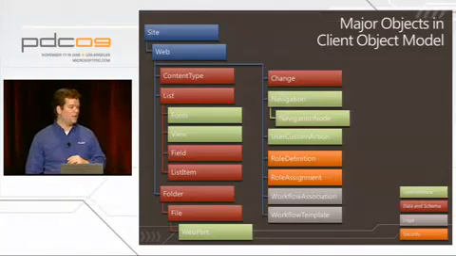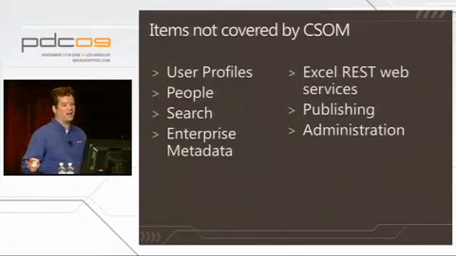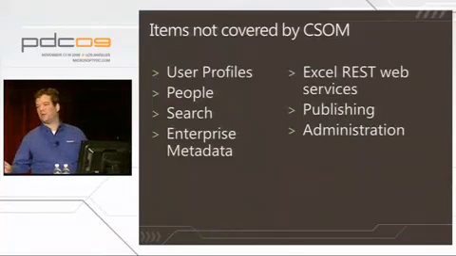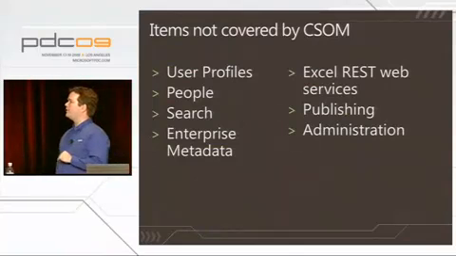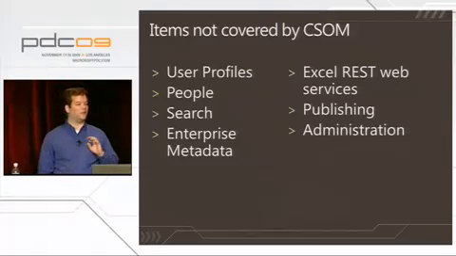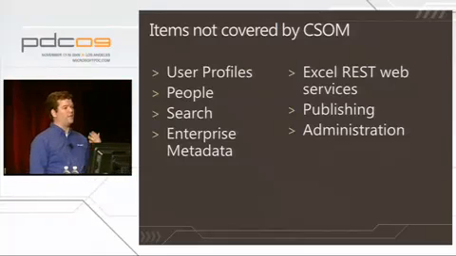Okay, now I've got two slides, which I call the bummer slides. This is what client object model doesn't do, and these are common questions that we get from people, now that we understand what the client object model looks like. So the CSOM, the client-side object model, doesn't cover things like the user profile service or people or search.